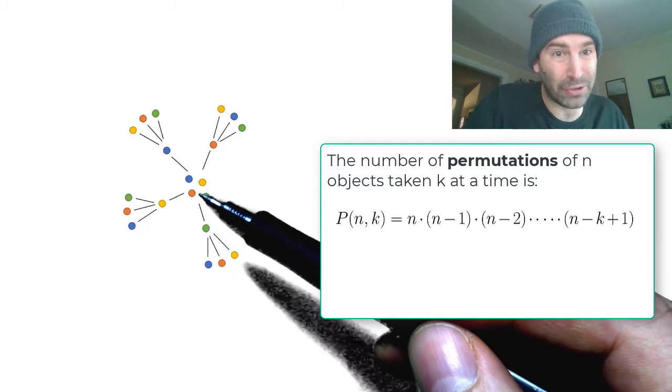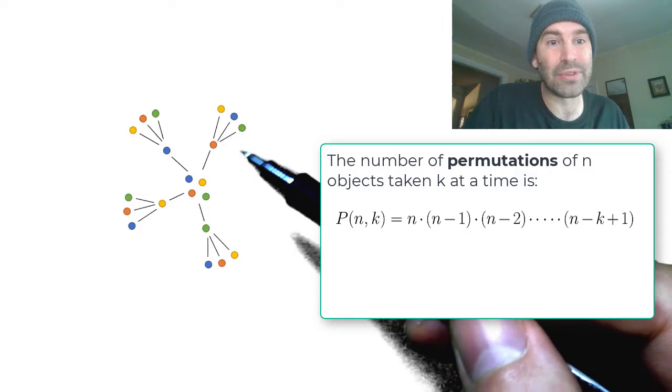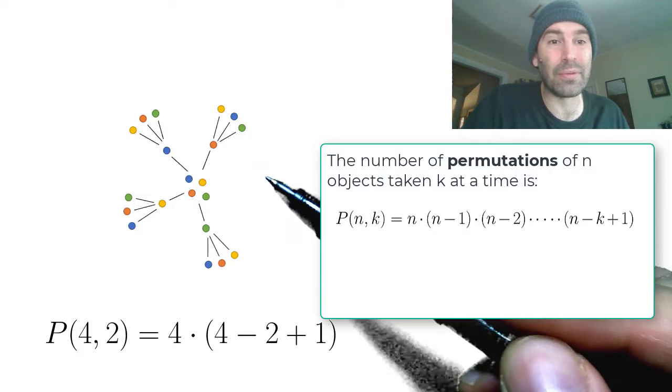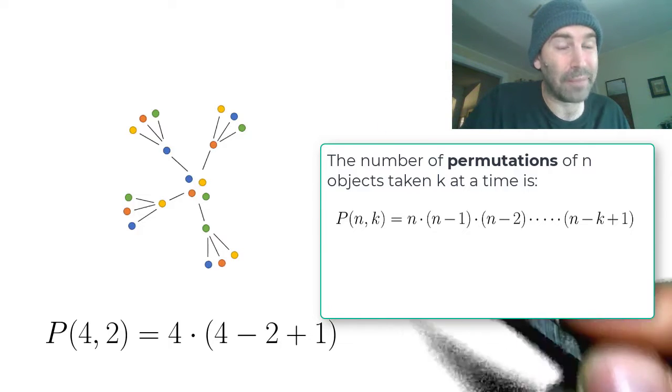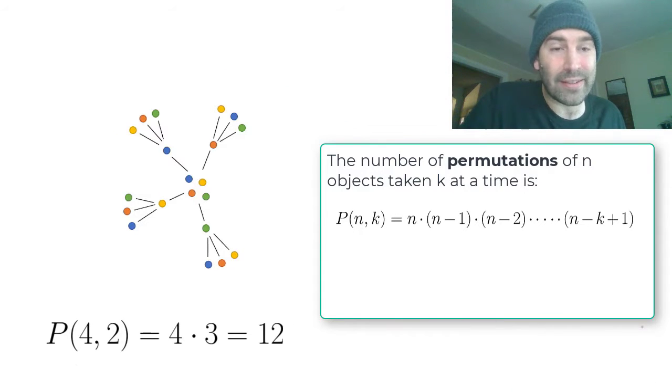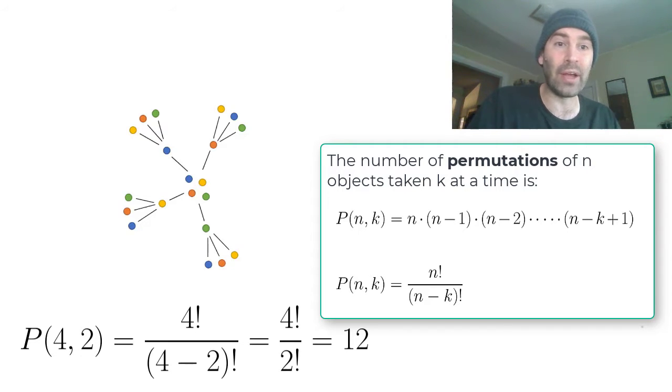We're choosing 2, so I counted down to 3. I did 4 times 3. So I counted from 4 down to 4 minus 2 plus 1. That's 3. Another way to write this down is using factorial. So the number of permutations of n things taken k at a time is n factorial divided by n minus k factorial. That gives us the exact same thing. So that's a nice handy formula to remember.